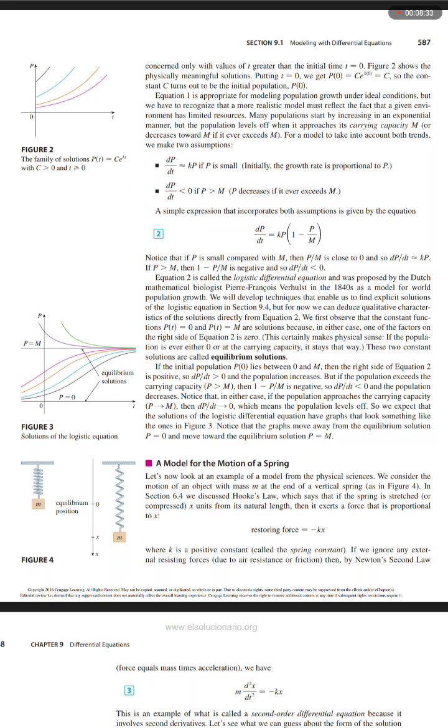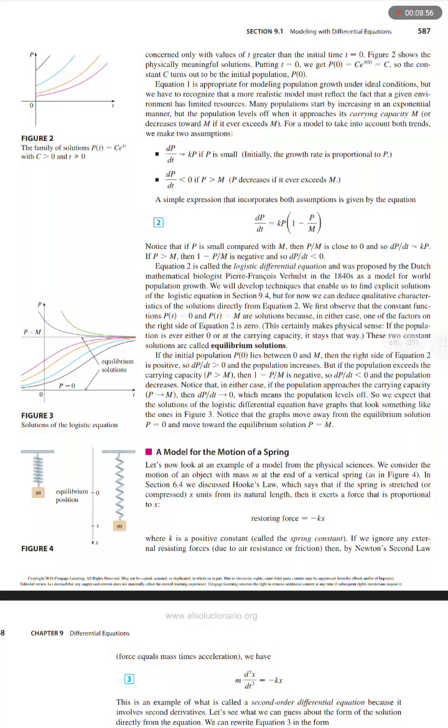If the initial population P(0) lies between 0 and M, then the right side of equation 2 is positive, so the derivative of P with respect to t is greater than 0, and the population increases. But if the population exceeds the carrying capacity (P greater than M), then 1 - P/M is negative, so the derivative of P with respect to t is less than 0, and the population decreases.